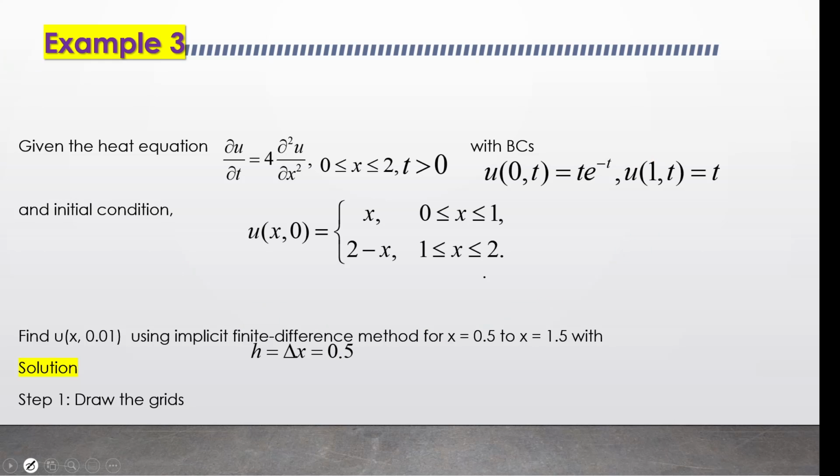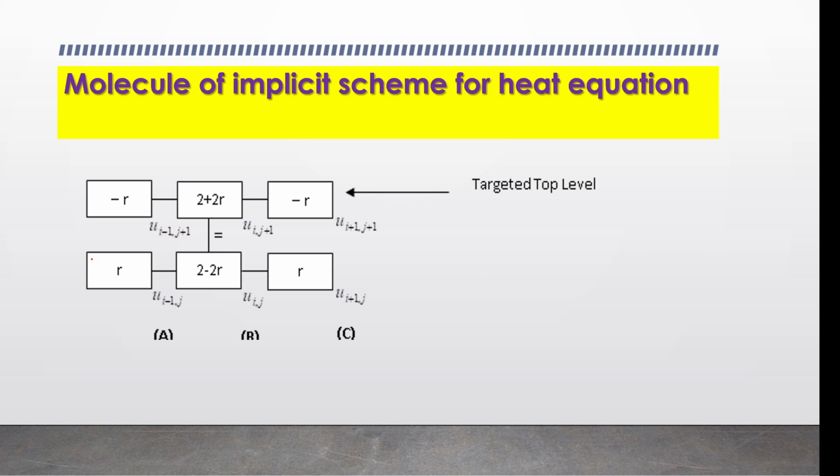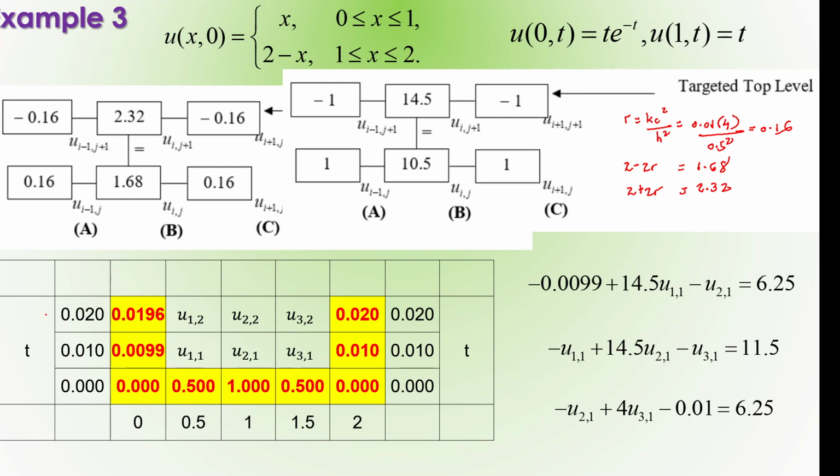Okay, let's see back. The general molecule: negative r, 2 plus 2r, negative r; r, 2 minus 2r, r. So first step, you draw the grid, discretize the x, t, put up your left boundary, right boundary, initial condition, then calculate r, calculate 2 minus 2r, calculate 2 plus 2r, then you get the specific molecule for the Crank-Nicolson implicit scheme for solving the heat equation.